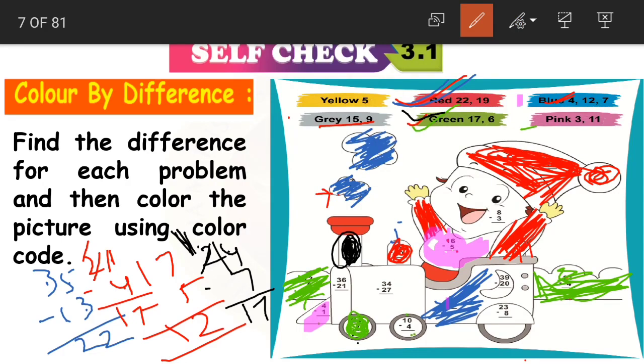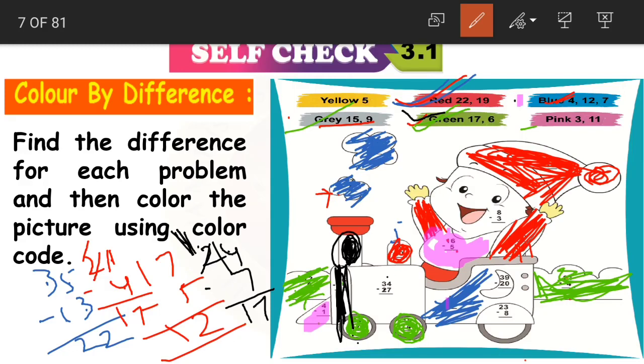Now again, 10 minus 4 is 6. 6 is also in the green. So let us color it in green color. Yes, 36 minus 21 becomes 15. That is grey. Again, I am using the color black here.